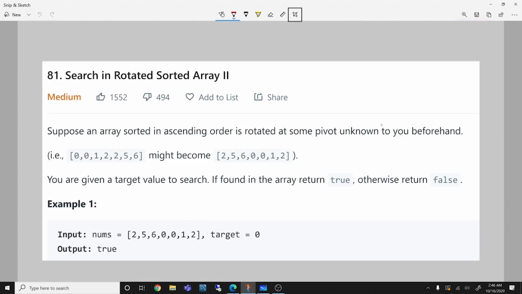So I would recommend you to pause the video and read out the question statement once for yourself. I hope that you've read the question and now let's start understanding what the question is saying.